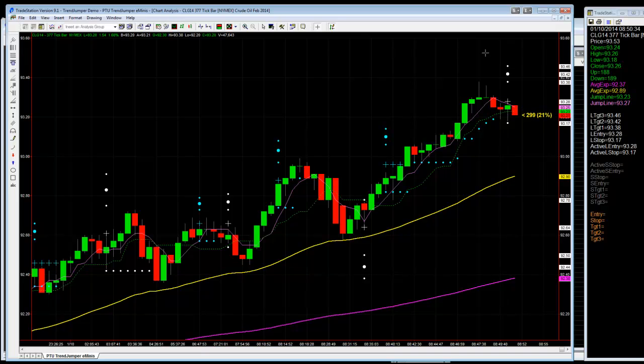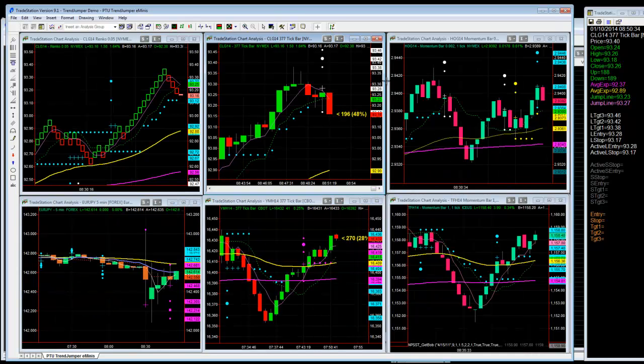Non-farm payroll report just came out. You can see there was some good movement in the crude oil market just prior to the report and after. So we're just waiting for our next setup. Got a Renko bar over here on the left corner. We may place a trade with this Renko chart.